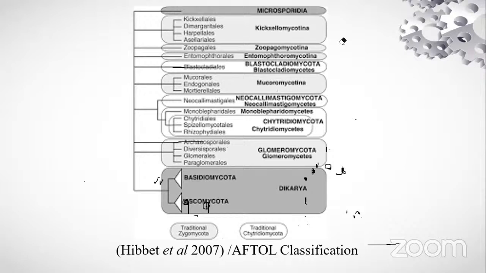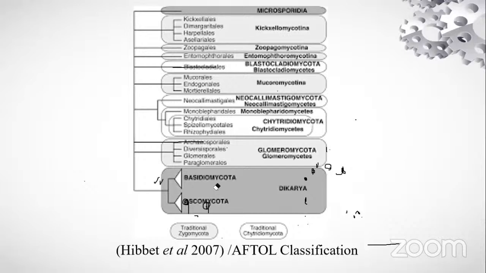But we are not following it in our book, in our syllabus. As per the recent classification, the fungi are divided like this. Microsporidia, Glomeromycota, Chytridiomycota, Neocallimastigomycota and Blastocladiomycota. These are the new groups. What we are studying, that is all gone as per the new classification. But we are following the old classification only, don't worry.